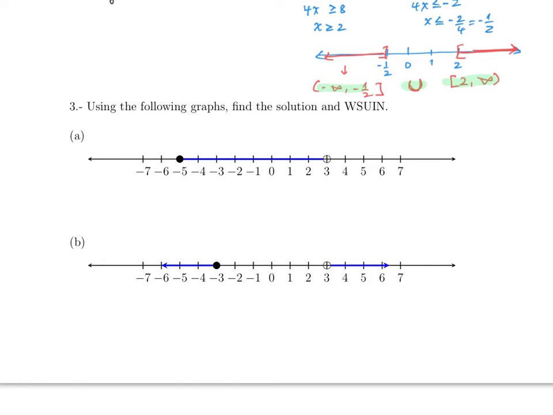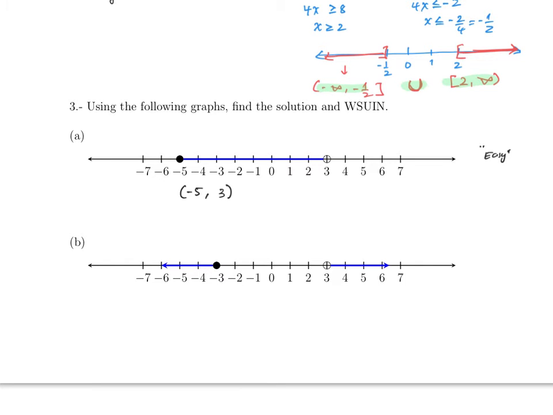Just as something to notice, every time the question is asking you to read a graph and get a solution, these questions are always pretty easy. So just remember that if you need to read a graph to get a solution, then this question will be very easy. Now here, notice that the graph is from minus 5 to 3, including the 5 but not including 3.